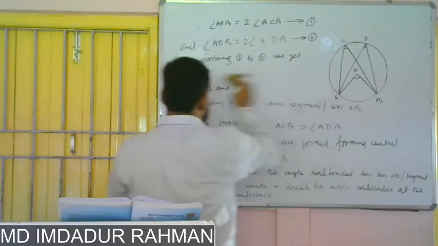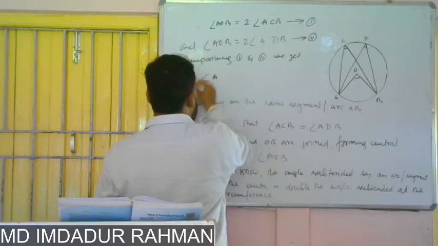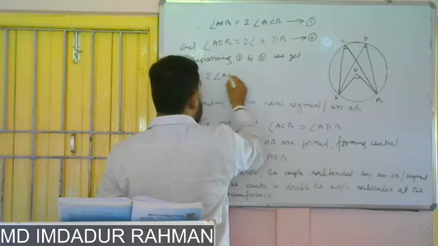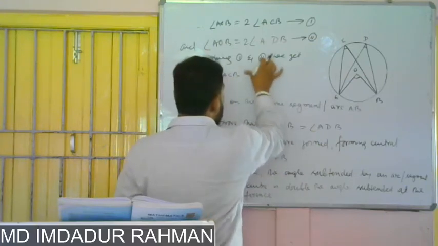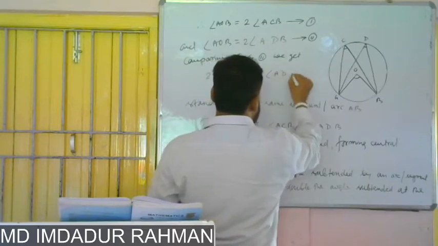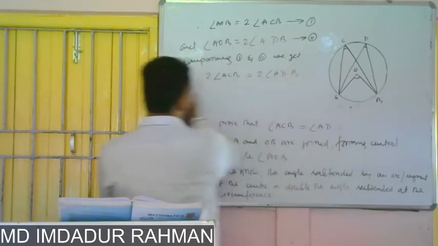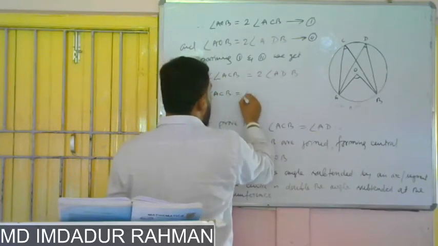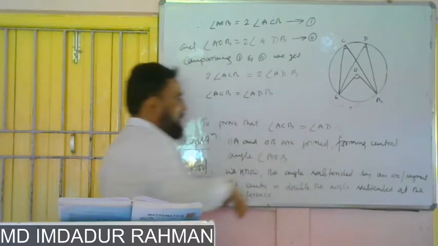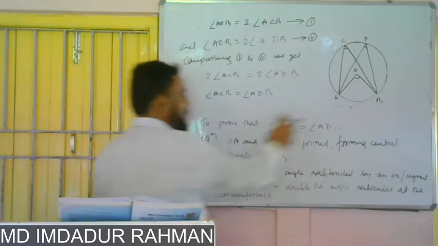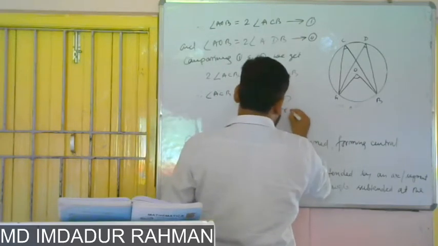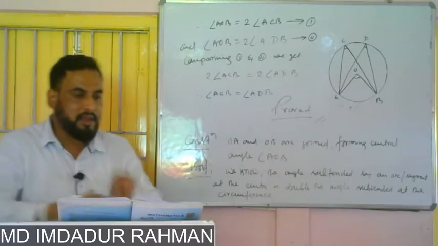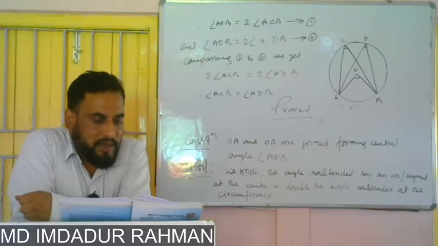what will we get? Twice angle ACB is equal to twice angle ADB. Now from both sides 2 will get cancelled, therefore angle ACB is equal to angle ADB. That was to prove and we have proved. This was all about theorem 10.9.